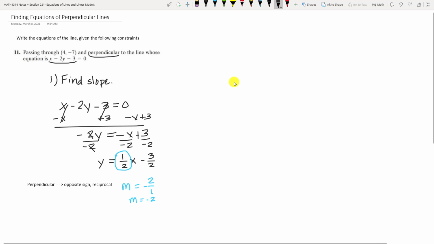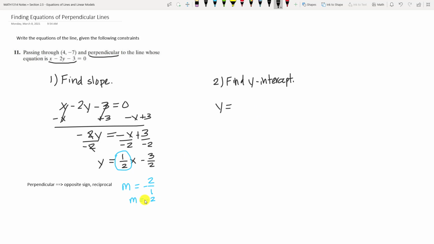Now the second part of this problem is we need to find the y-intercept. There are a couple of ways to find the y-intercept for a problem. I'm going to demonstrate using the slope-intercept form. You can use point-slope, and I may show that in a second. We know that our slope now is -2. So instead of writing y equals mx plus b, I'm going to write y equals -2x plus b. And now we're going to solve for b, which is the y-intercept.